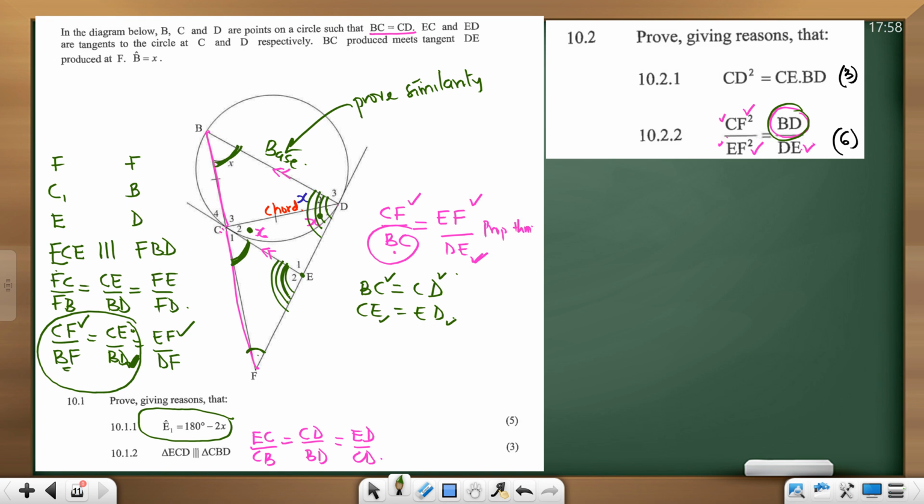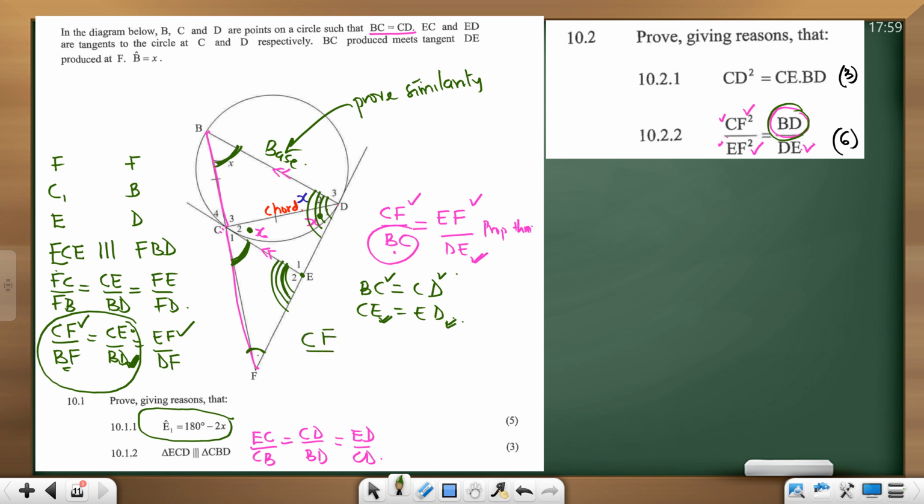Yes? I think the other ratio is the one we made, where CE is over BD, we can replace it with ED because that's what we're looking for. Sorry? We can replace CE with ED. CE with ED. Yes. Yeah, I see.